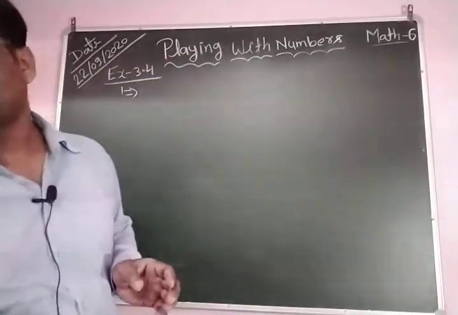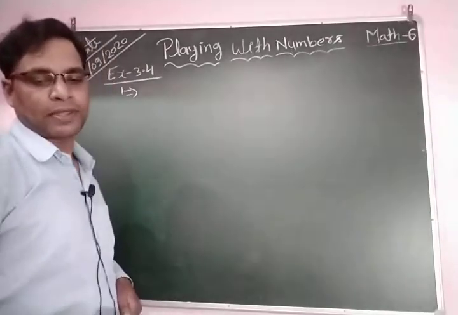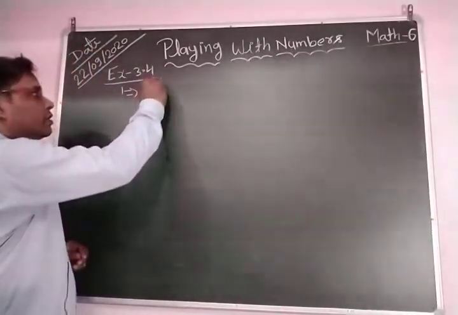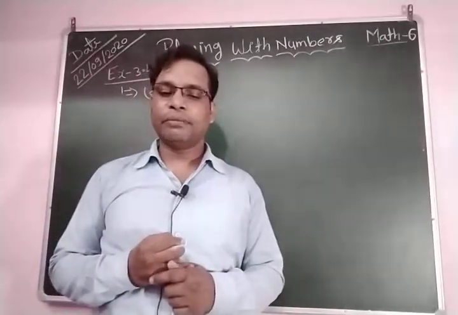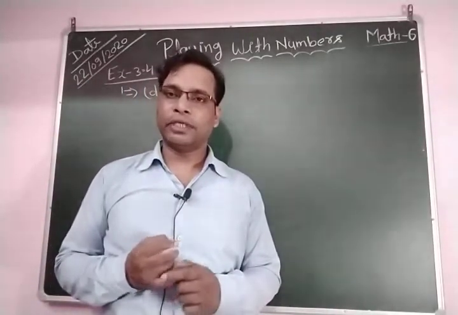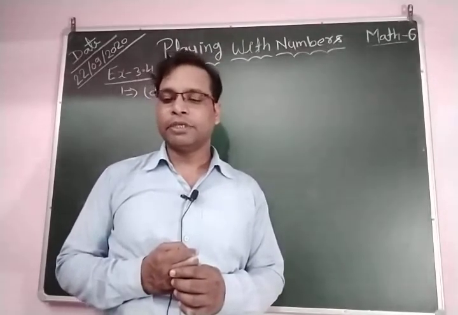Okay, now our next question is question number D. Question number D is that if a number is divisible by 9 and 10 both, then it must be divisible by 90.